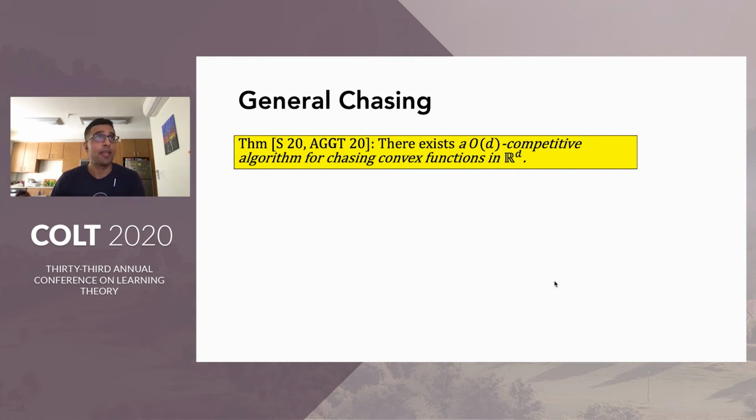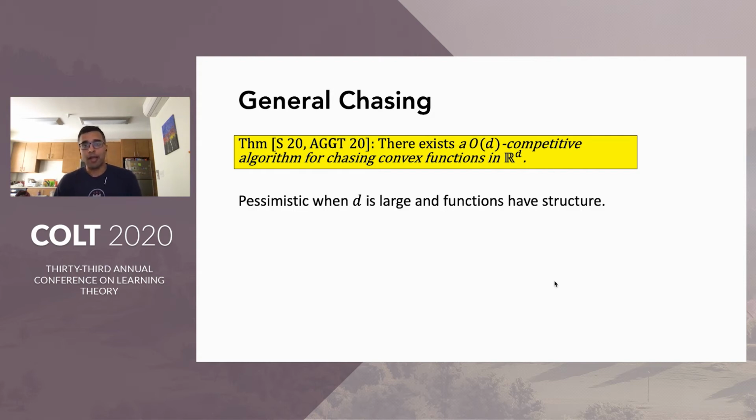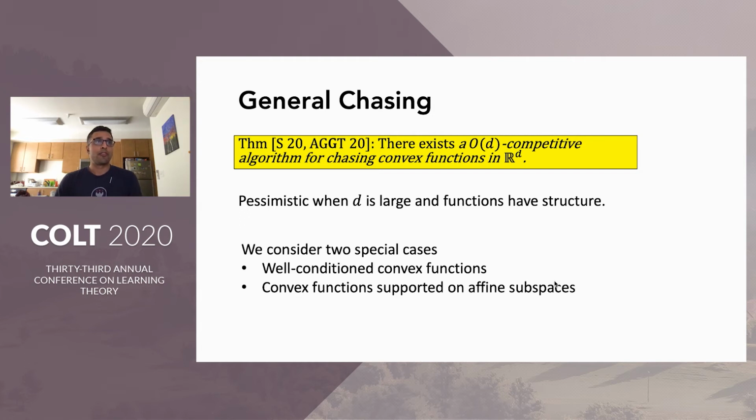So let me just summarize. In last year's SODA, it was shown that there exists an order d competitive algorithm for chasing convex functions in d dimensions. However, in many applications, especially in modern machine learning, d is very large. However, the functions themselves have quite a lot of structure. So in this paper, we consider two special cases. The first is well-conditioned convex functions, and the second is convex functions that are supported on affine subspaces. So these are functions which take on value infinity everywhere except for an affine subspace.